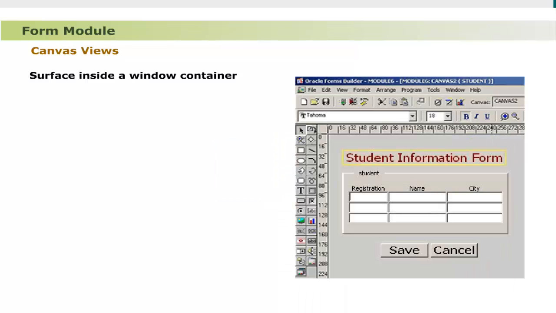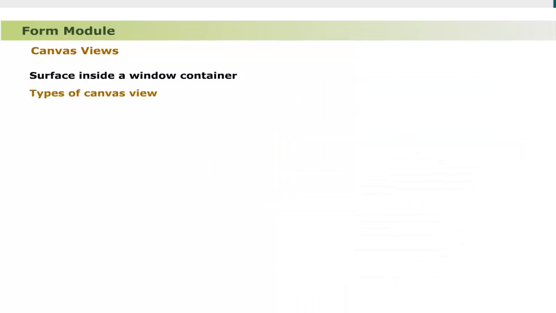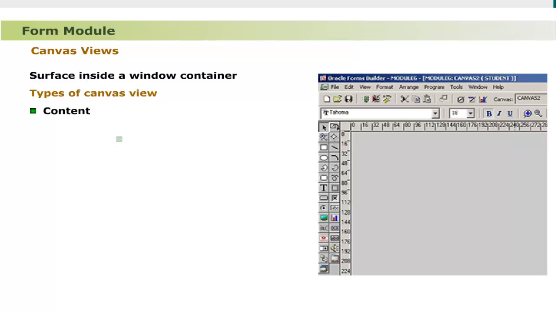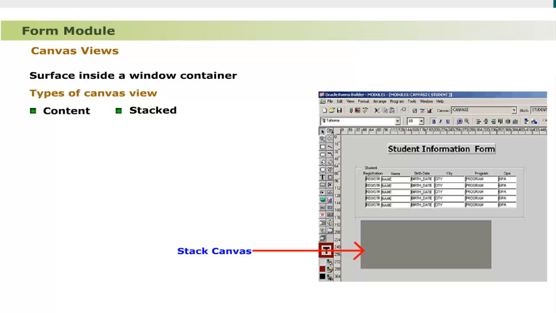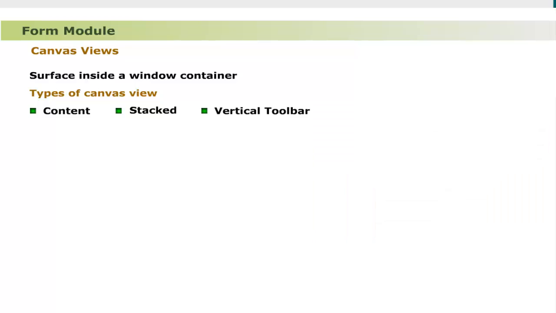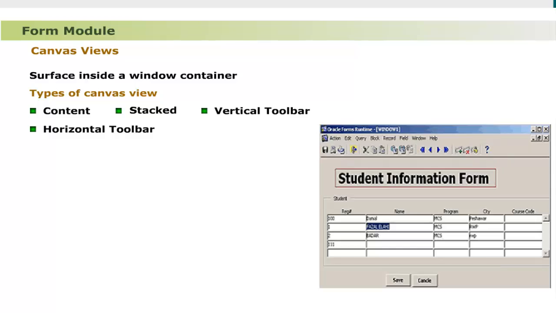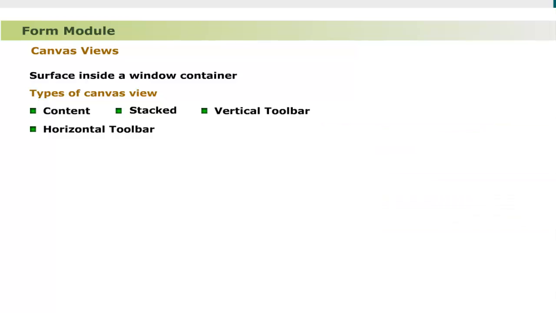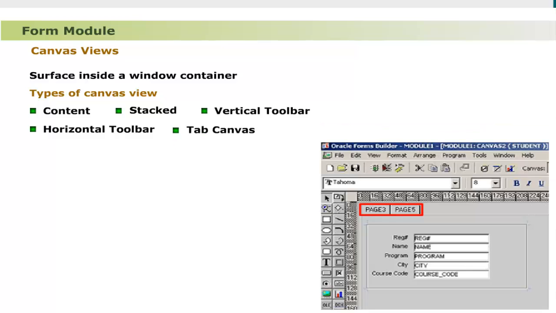Dear learners, let us now discuss various types of canvas views. The type determines how the canvas is displayed in the window to which it is assigned and determines which properties make sense for the canvas. The various types are content, stacked, vertical toolbar canvas, horizontal toolbar canvas, and tab canvas.